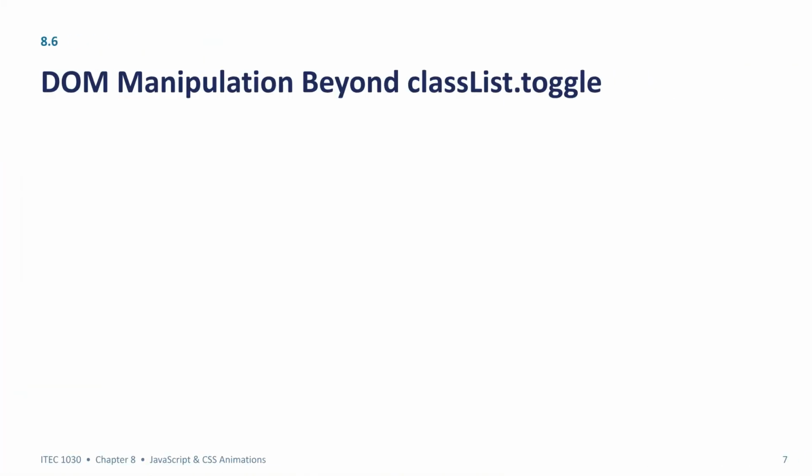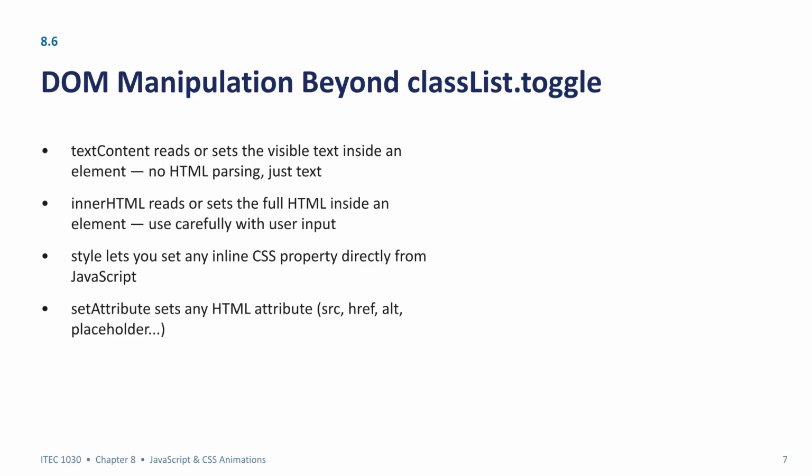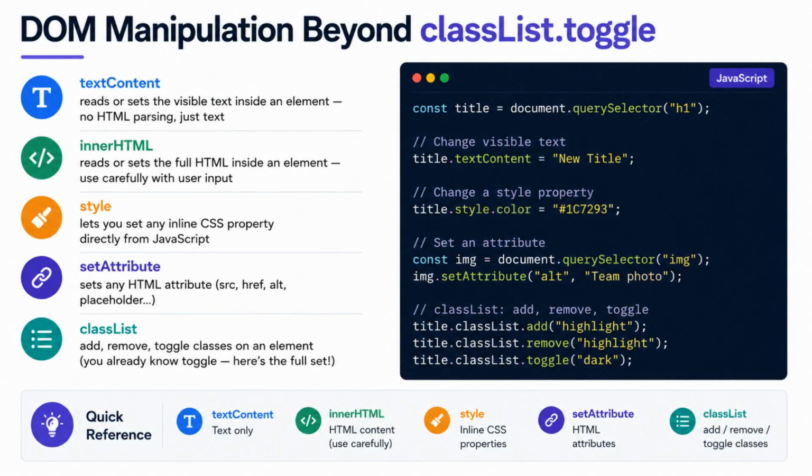classList.toggle has been the one JavaScript tool for changing the page so far. This slide adds four more, each handling a different kind of change. textContent reads or sets the visible text inside an element, with no HTML parsing, the right choice for plain text. style sets an inline CSS property directly from JavaScript. Note it's written in camelCase instead of kebab-case: fontSize, not font-size. setAttribute sets any HTML attribute: src, href, alt, placeholder, and so on.